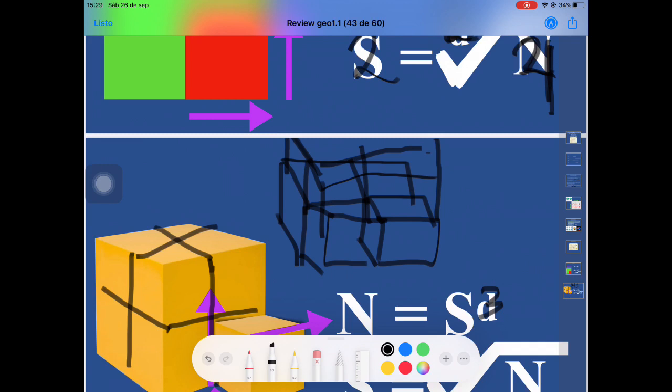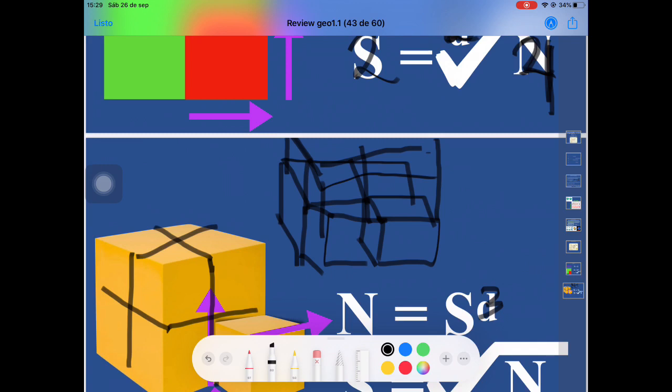It is 1, 2, 3, 4, 5. Next to this one is 6, 7, and 8, right? So the number of copies is going to be 8 copies. So which number raised to the third power can give you 8? So s equals the cubic root of 8, so that is 2.